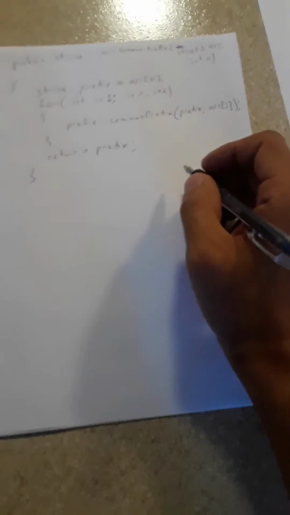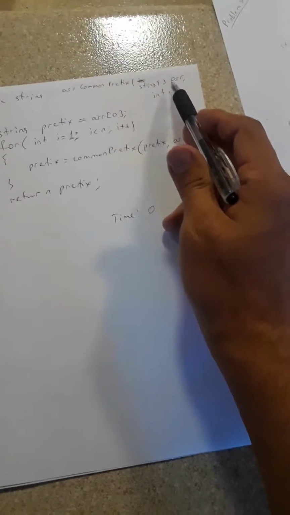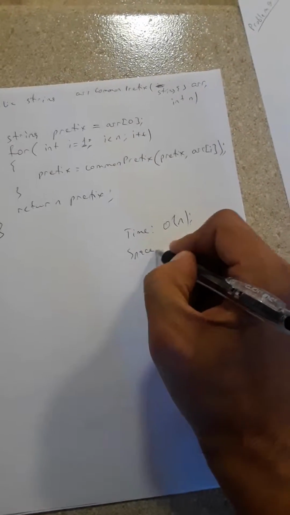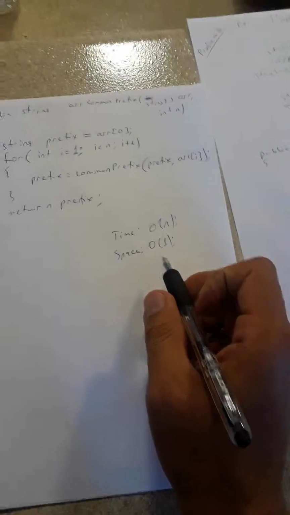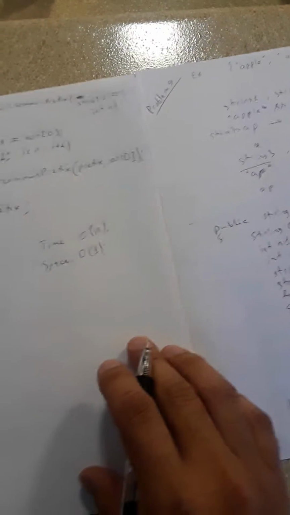So the time complexity for this will be the number of elements in the array, so it will be order of n. And for space complexity, here we're defining one string, and in our common prefix we're defining string builders and strings, so it will be order of constant because we are not defining a new data structure.